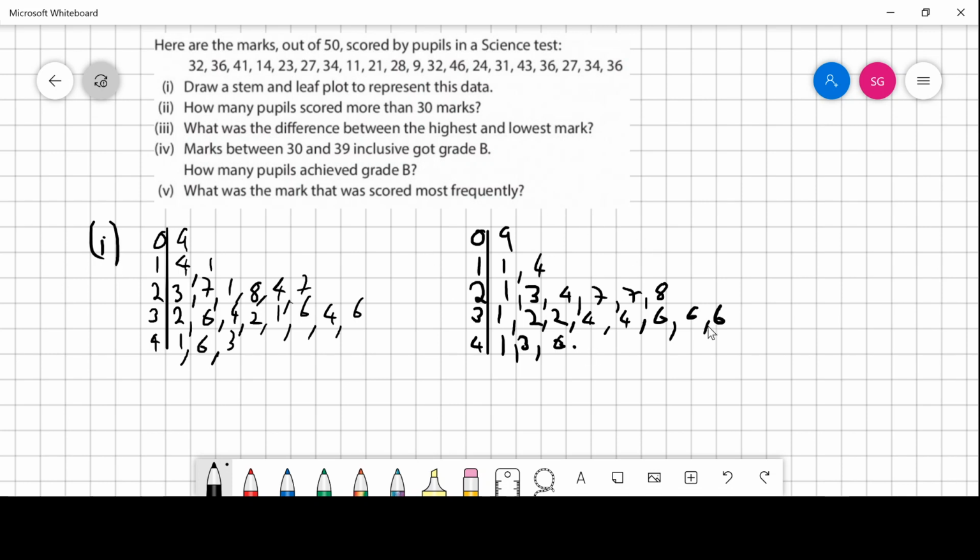So I do need to see everyone doing all of their diagrams when asked, okay? So, how many people scored more than 30 marks? Well, 1, 2, 3, 4, 5, 6, 7, 8, 9, 10, 11. Great.